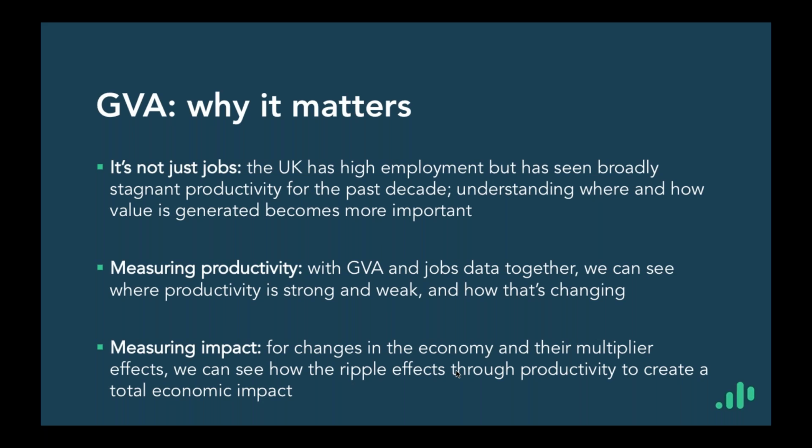It's also important for measuring productivity, stating the obvious here. When we look at GVA and jobs data together, we can see where productivity is strong and weak at a local level and how that's changing. It can also be used as a measurement to look at impact, changes in the economy and their multiplier effects. We can see the ripple effect through productivity to look at total economic impact through looking at supply chains and so on. Again, we'll explore this further within the webinar.